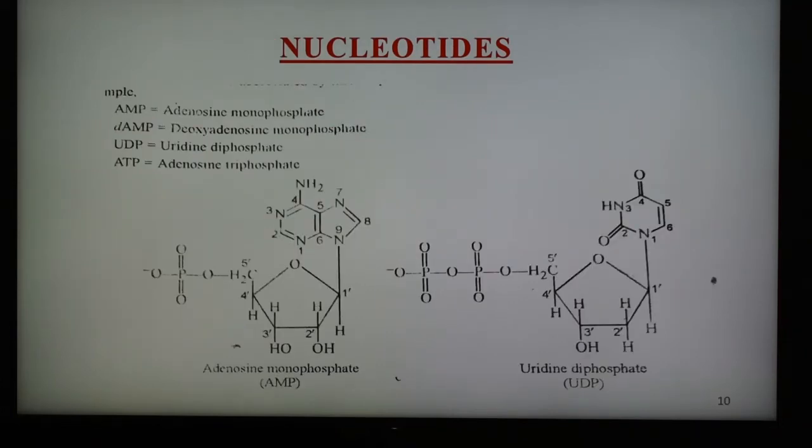forms: AMP, adenosine monophosphate. Second is dAMP, deoxyadenosine monophosphate. UDP, uridine diphosphate. ATP, adenosine triphosphate. So these are the abbreviations in three capital letters. And here the structures of AMP and also UDP are shown. So these are the structures shown here.